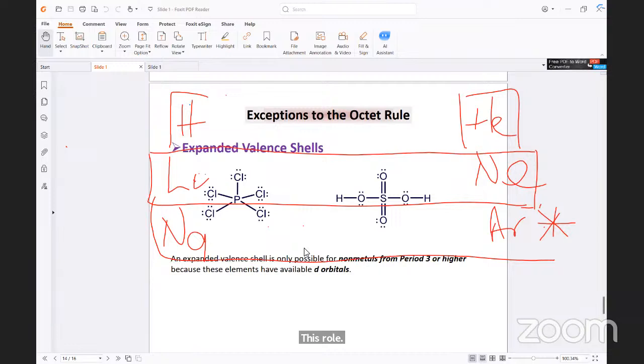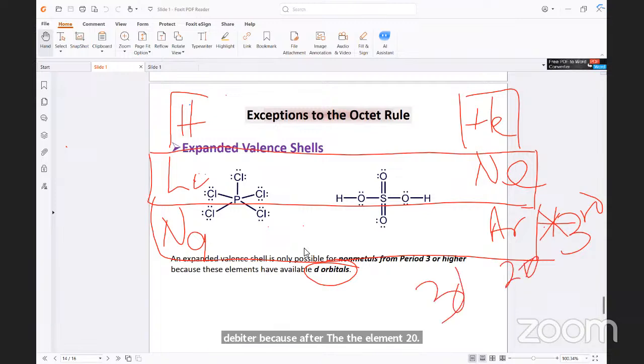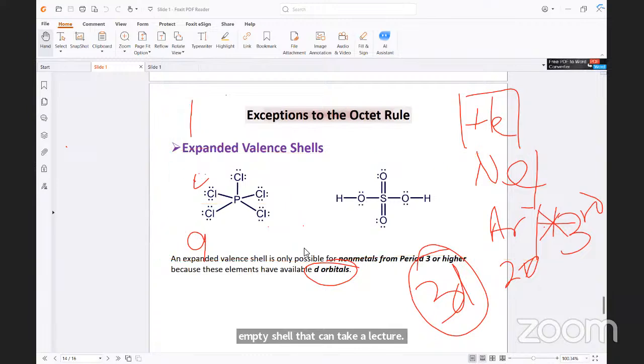elements that are in this row, which is the third row of the periodic table, are very close to the d orbital. Because after element 20, you have the 3d orbital. Now, the 3d orbital can take electrons. We would explain this further in valence shell electron pair repulsion theory. The 3d orbital has empty shells that can take electrons.